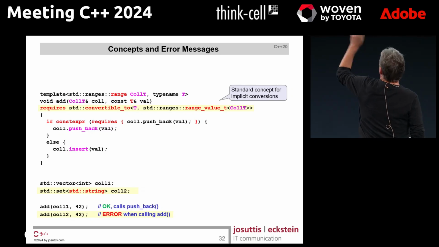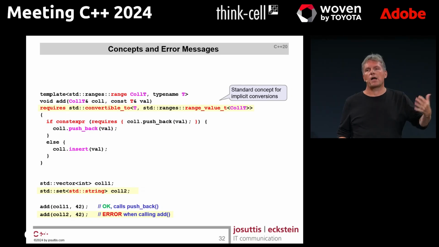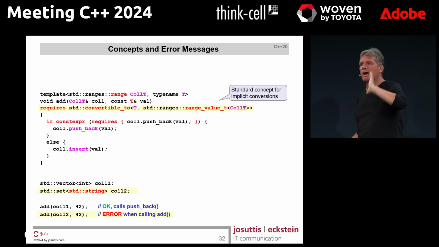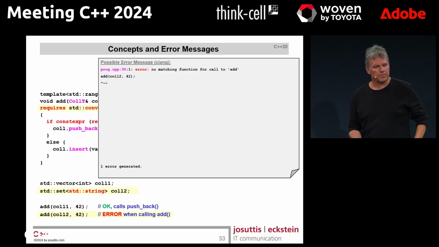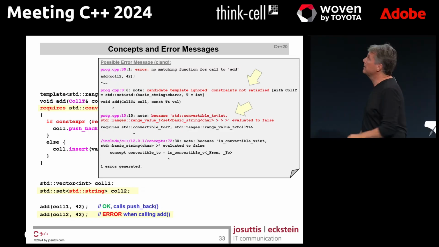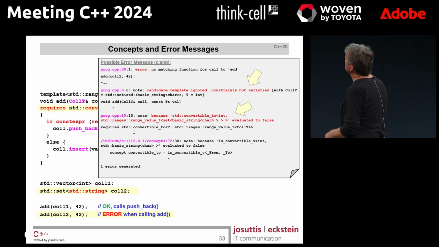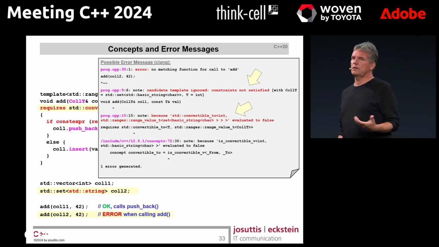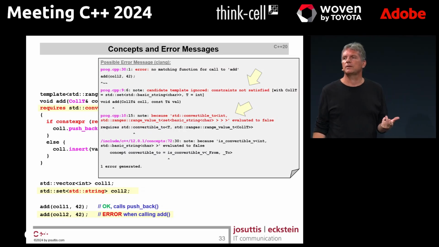So we check things not when we compile the body. In the function call, we say this has to be required. And the error message changes. So here's an example of how this looks now in Clang.